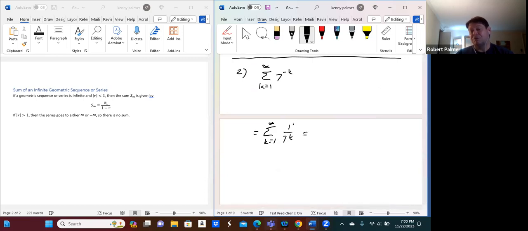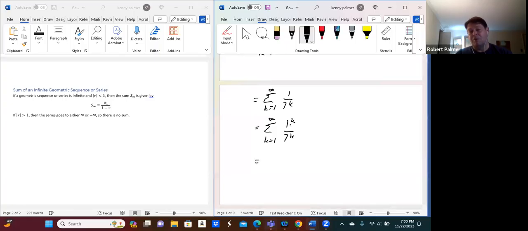Now, since 1 to any power is 1, I can also write this below as the sum from k equals 1 to infinity of 1 to the k over 7 to the k. I hope that makes sense, because 1 to the k is still 1. And then, since I have both numerator and denominator with the same power, I can finally write it like this: k equals 1 to infinity of (1/7) to the k.